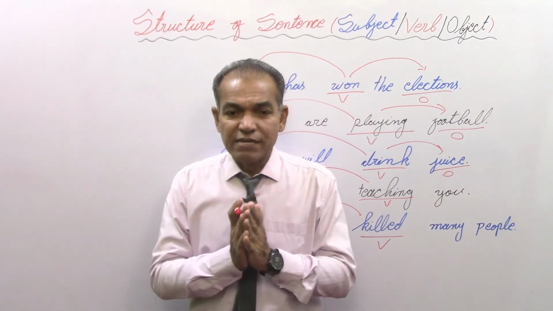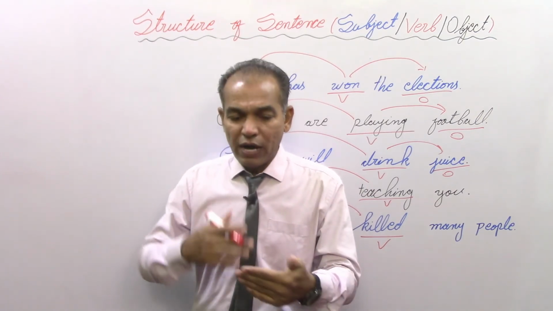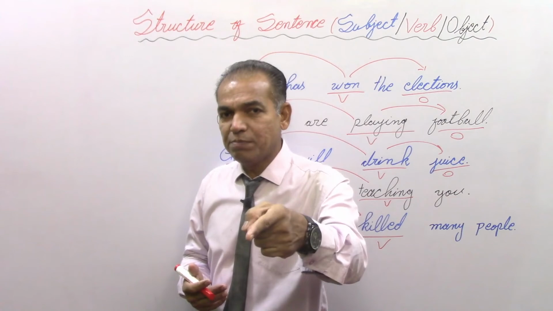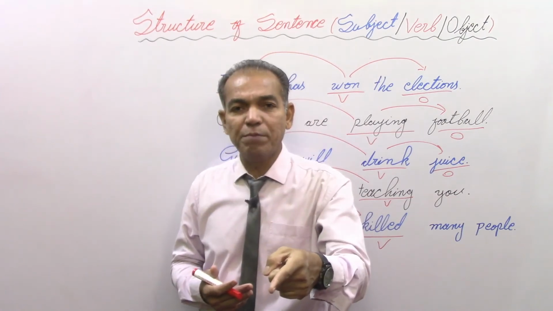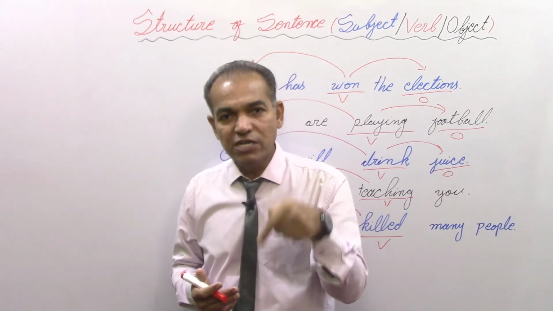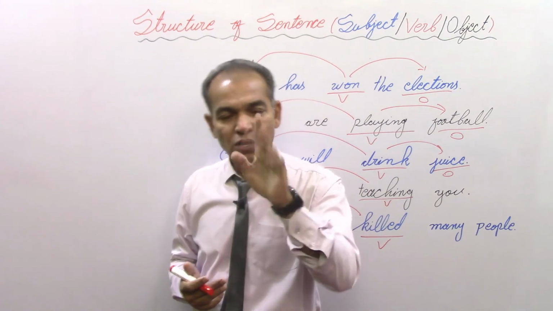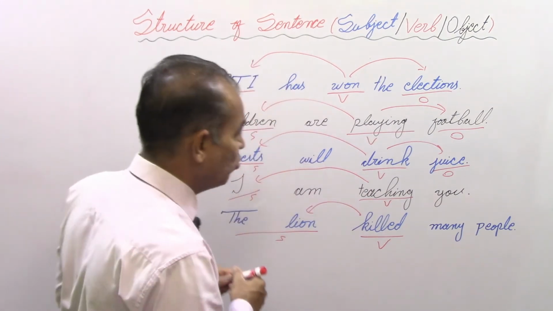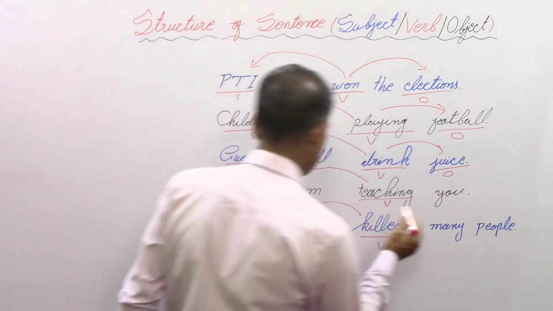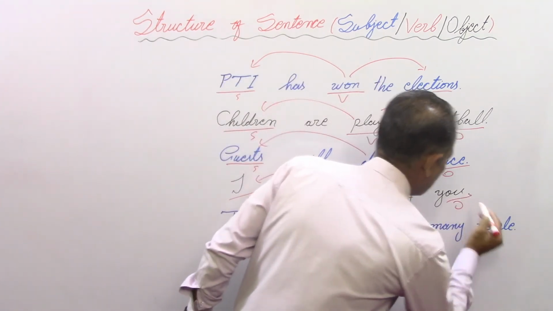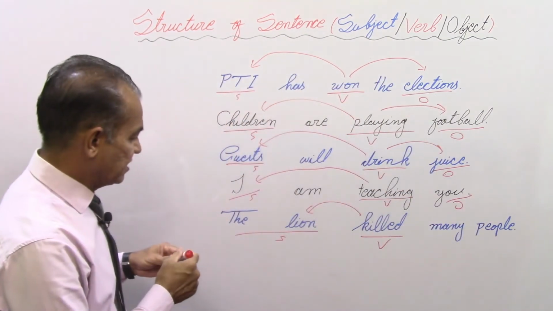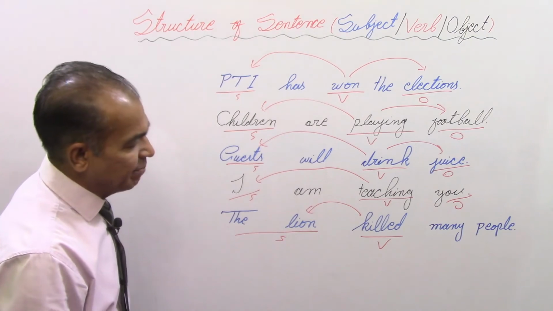So when I am teaching right now, I am performing this action. You are the people, you are the person who is being affected by this action of teaching. You are the object. "You" is the object of the sentence "I am teaching you." Object: you.